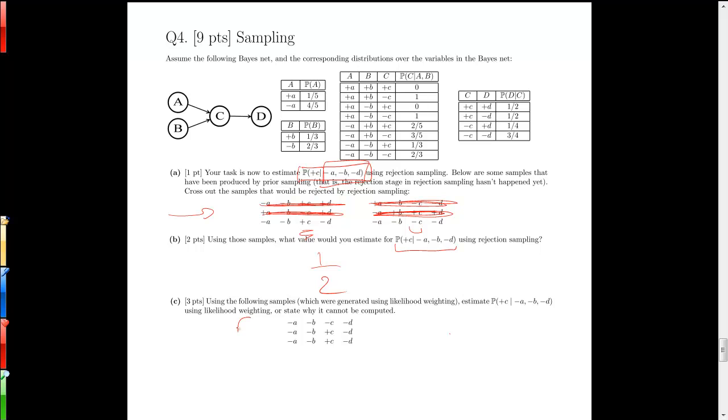Using these samples here, which were generated using likelihood weighting, estimate the probability of plus C given minus A minus B minus D, or state why it cannot be computed. In likelihood weighting, we step through the variables one at a time. If they are in the evidence, we force them to take on the evidence values. If they're not in the evidence, we sample them from their conditional distribution.